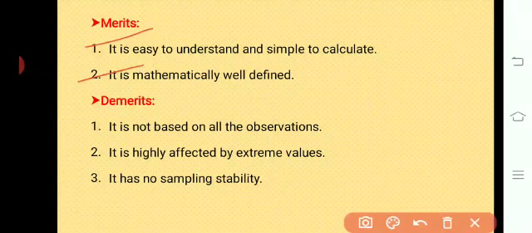Also, it has some demerits. Since it is based on only the highest and lowest values, it is not based on all the observations, so that is a demerit for the range. As we have seen, the highest and lowest values are the extreme values, so range is highly affected by extreme values. If any one value is too small or too big compared to the other values in the data, then the range is highly affected. Also, for different samples you will get different values of range, so it has no sampling stability. So these are some merits and demerits of range.